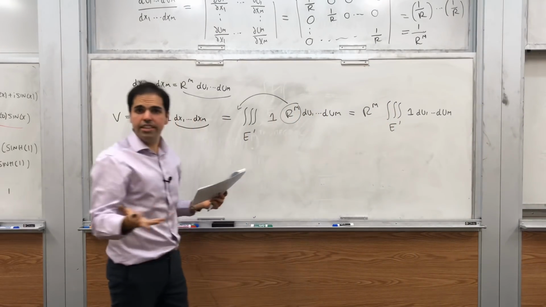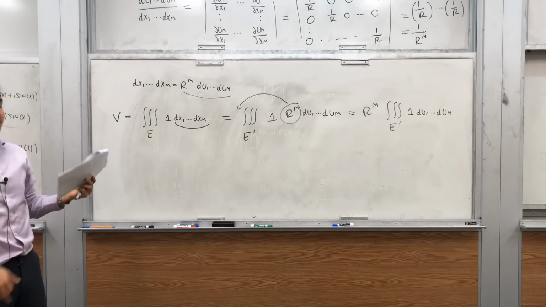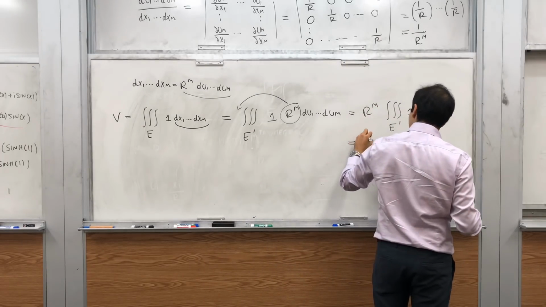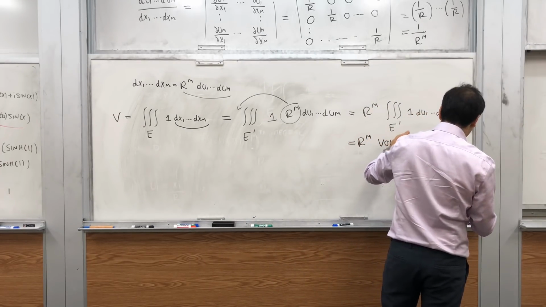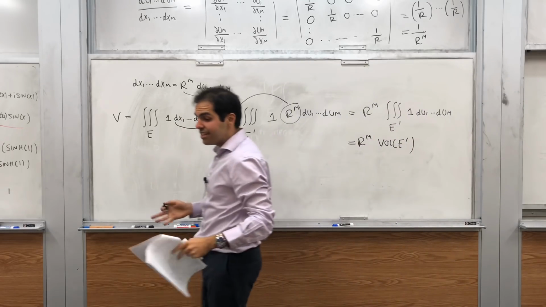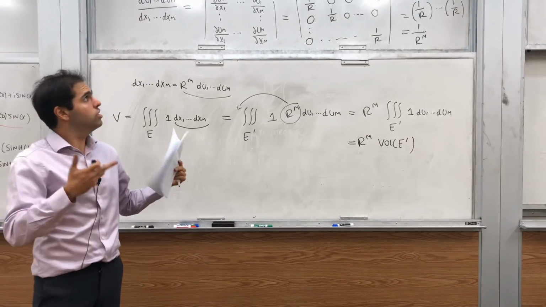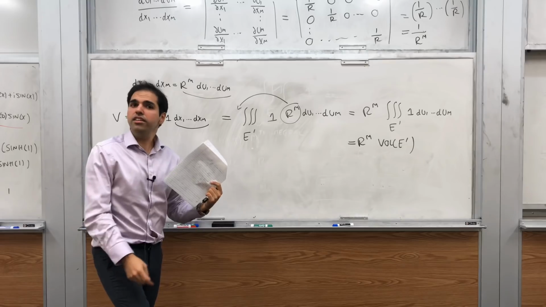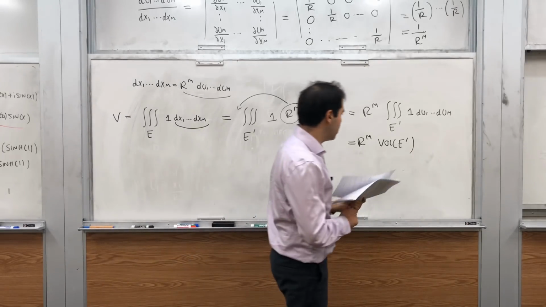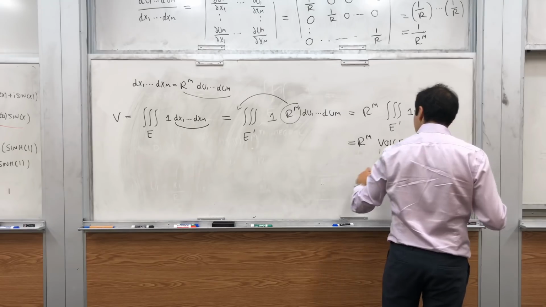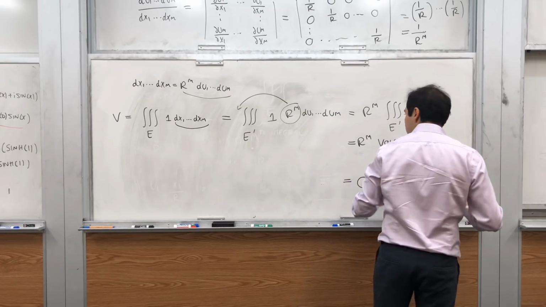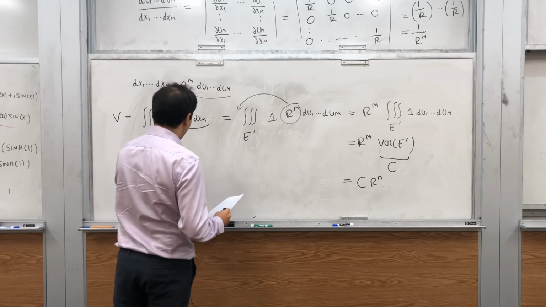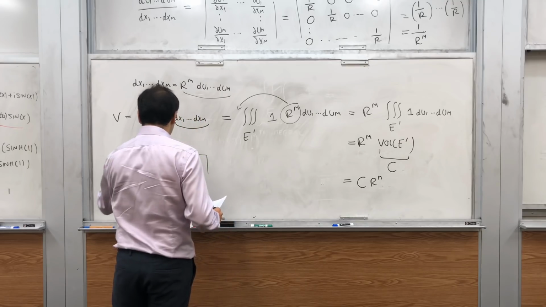And what is the mth integral of 1 over E prime? That's just the volume of E prime. So r^m times the volume of E prime. And that's the nice thing. E prime is just the ball of radius 1 in R^m, so it's constant. It doesn't depend on r at all. And in particular, let's call that c. So that's c r to the m. And what you get so far is that the volume is just one constant times r to the m.